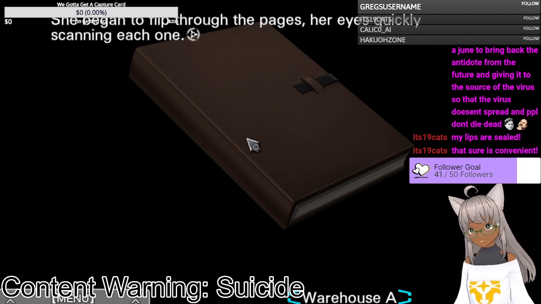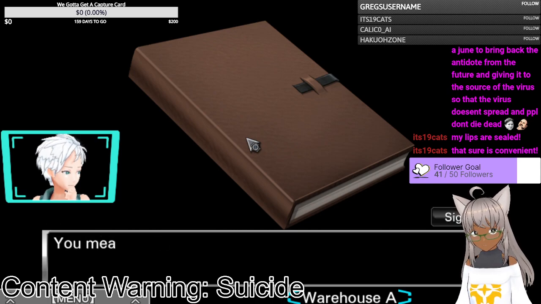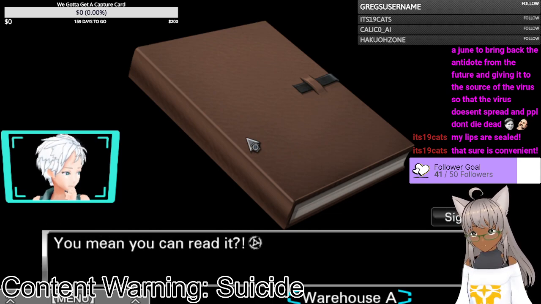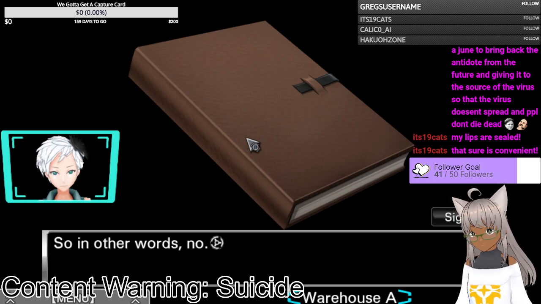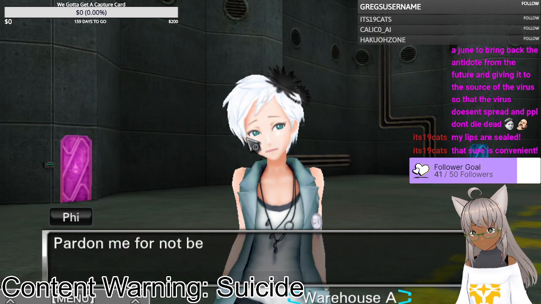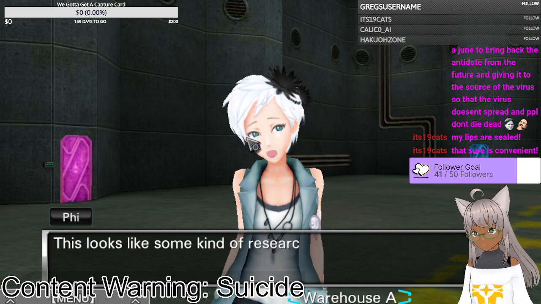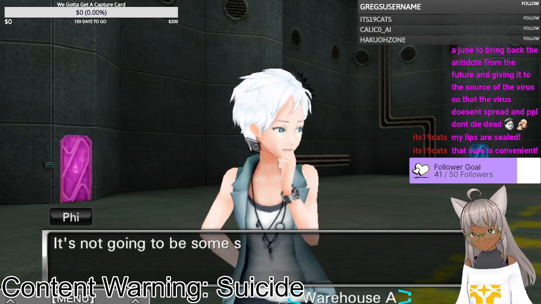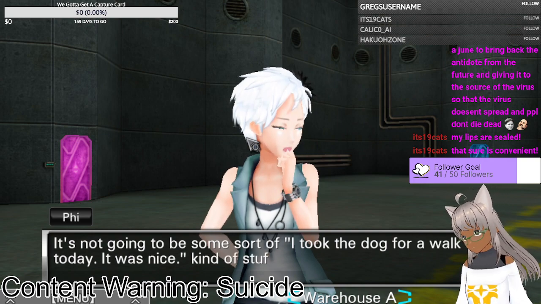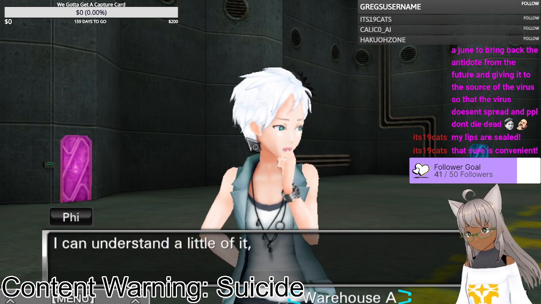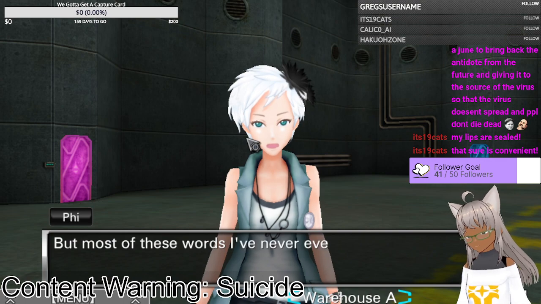She began to flip through the pages, her eyes quickly scanning each one. This is Latin. Yeah, with time in a dictionary. Pardon me for not being able to translate a dead language on the fly. This looks like some kind of research log. It's not gonna be some sort of, I took the dog for a walk today, it was nice kind of stuff. I can understand a little of it, mostly conjunctions and things like that. But most of these words I've never even seen before.